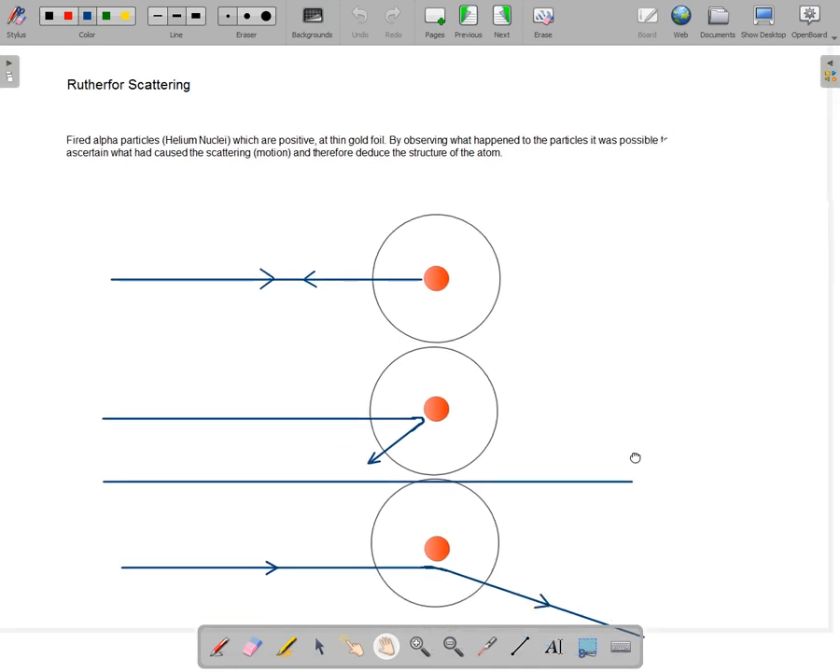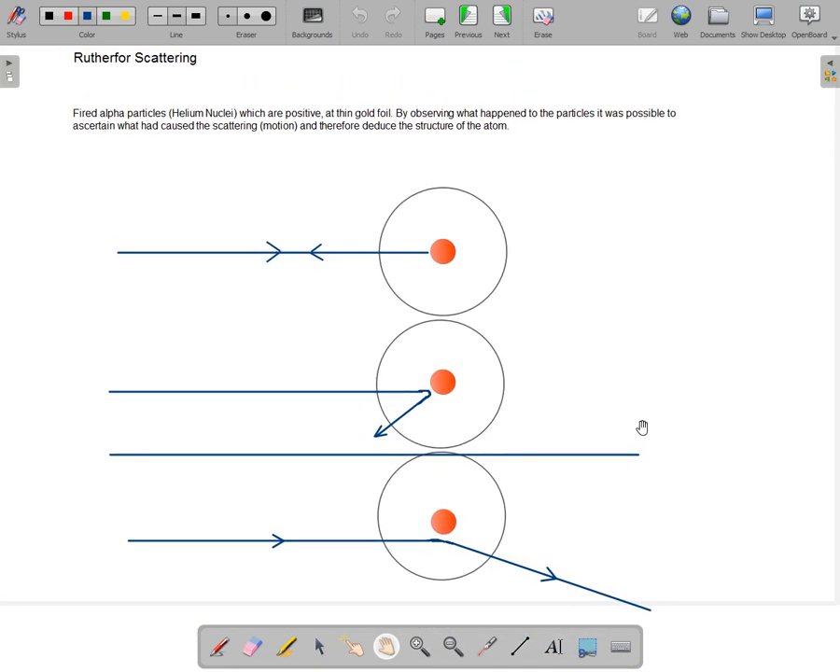The next specification point looks at the evidence for this. So this experiment is known as Rutherford Scattering, and Rutherford had this idea about scattering alpha particles, which are helium nuclei, which are positive, at thin gold foil. What he was hoping to do was to see from what happened to them what would be caused by the structure of the nucleus or the structure of the atom. So he wanted to try and find out what the structure of the atom was, basically.